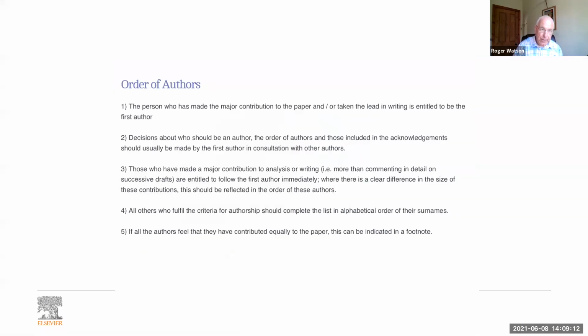But usually, order of authors is the person who's made the major contribution to the paper or taken the lead is usually entitled to be the first author. And the other points here I've sort of covered already, and it's really the first point that I'm interested in there.